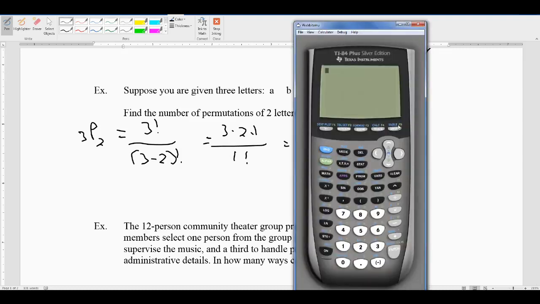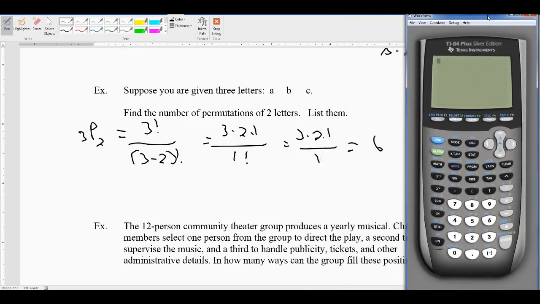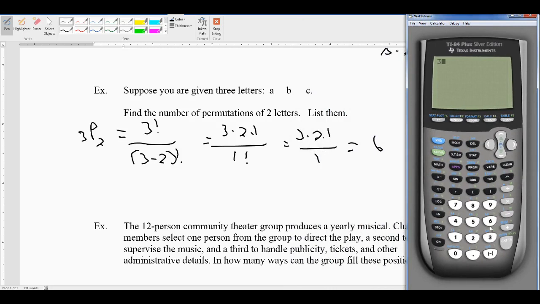Once again, if you want to use your graphing calculator or your scientific calculator and that key, you just hit 3 and find that symbol, nPr, and then choose 2. This will be done the same way on scientifics also. Enter, and we'll get 6.